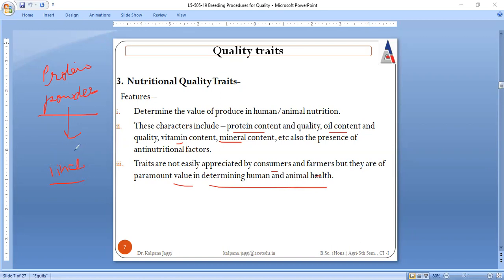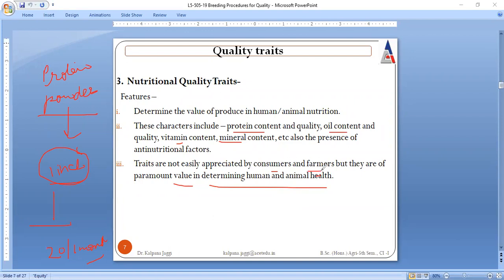You will obtain this 1 inch height result, but the results are not produced immediately. Results will be produced over a certain period. This 1 inch height, after the consumption of protein powder, won't be achieved overnight. It will be achieved, but it will take certain days, and the number of days may be 20, it may be 1 month, or it may be 2 months. So this is the reason these traits are not appreciated by consumers, because consumers know that they have to wait for a certain period to see what results are coming out. This is the only reason it is not appreciated by the consumer and farmers.